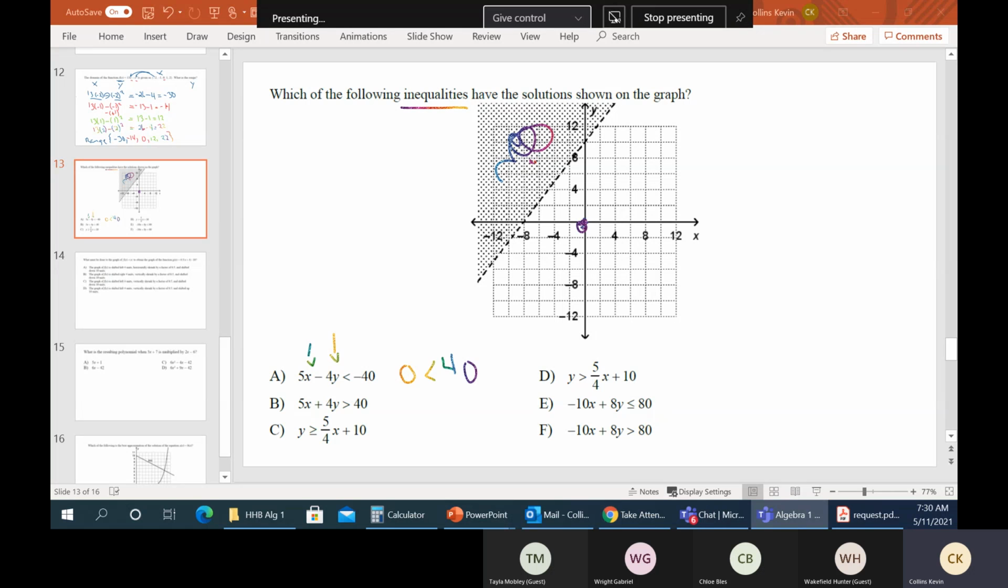Because that was always the thing when, sometimes they would talk about doing this stuff and deciding which side of the line to shade on. So sometimes they say, well, pick a test point, and if it works, that's the side you want to shade, and if it doesn't work, you shade the other side. So we're looking for a point that doesn't work, and in this case, that's 0, 0. Okay, so the next guy. Again, if we plug in zeros here, all right, we're going to get 0, and 0 is greater than 40. So is 0 greater than 40?